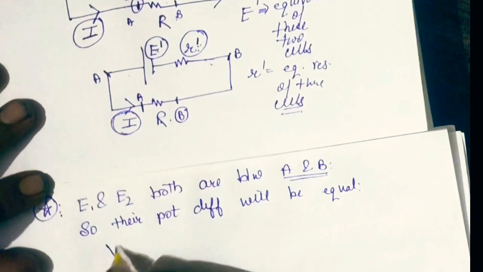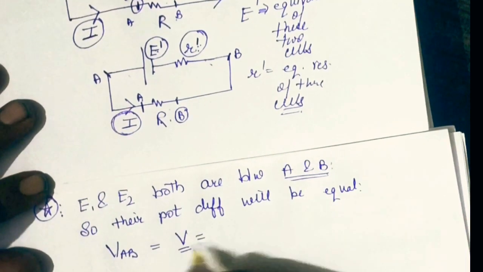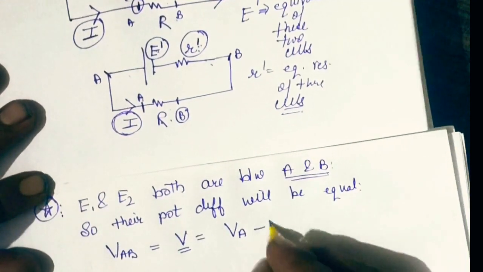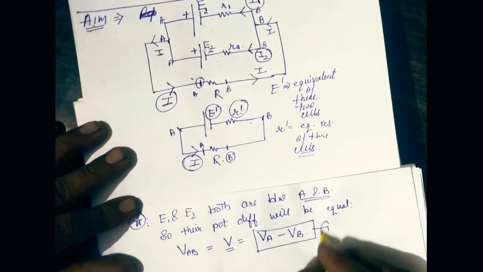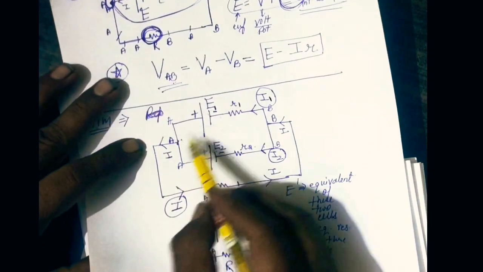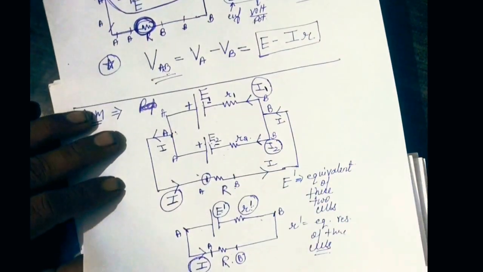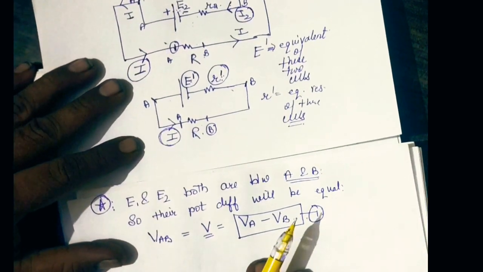Let's call their potential difference V, and by V I mean VA minus VB. I am taking the liberty of taking A as the point of higher voltage because A is connected to the positive terminal of the battery. So this is the first equation that I am taking.